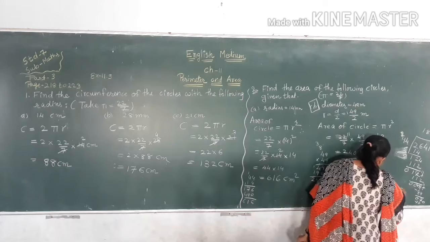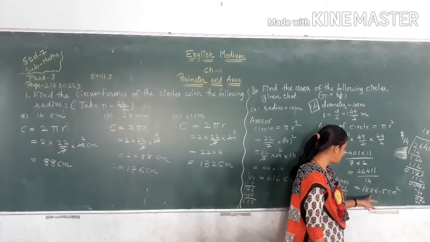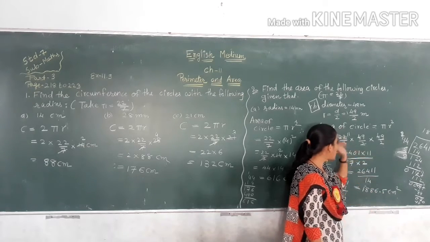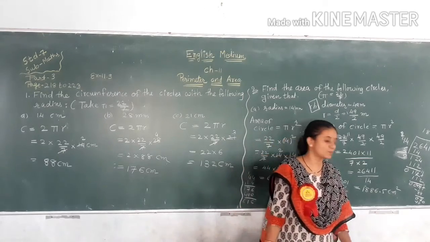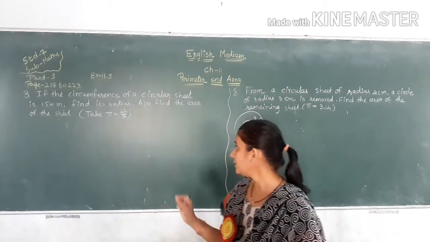0.5 centimeter. Area of a circle is equal to 1886.5 centimeter square. Now number 3 here.